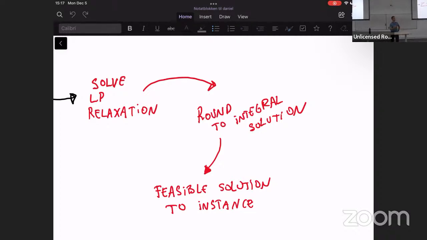That's not going to be the case in general, but very often one can find clever ways of turning a fractional answer into an integral one. And then you're trying to balance two things. On one hand, you want to make it integral so that the resulting integral solution is still feasible. That's the first thing. But on the other hand, you want the objective function value of the integral solution to not be much worse than the objective function value of the fractional solution you started with. Those are the two things that are trading off against each other when you are trying to round an LP solution for an approximation algorithm.